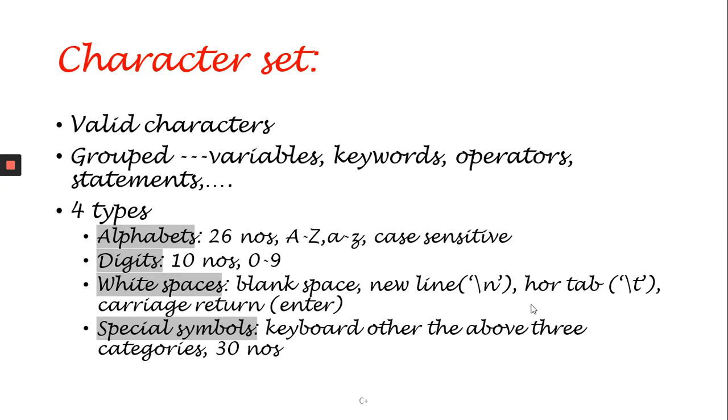Then we have the special symbols. They are the keyboard characters other than the above three categories: the alphabets, digits, and white spaces. Other than these three categories, we call them the special symbols. They are all available on the keyboard. There are 30 such special symbols in C++. All these together are called the character set.